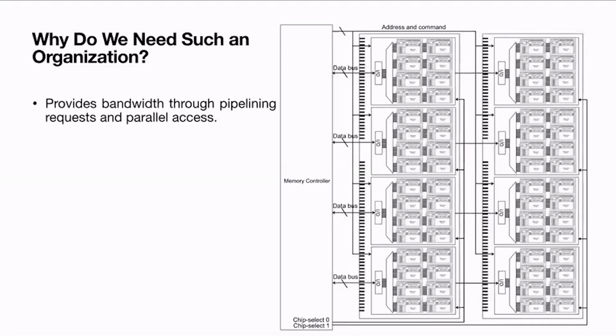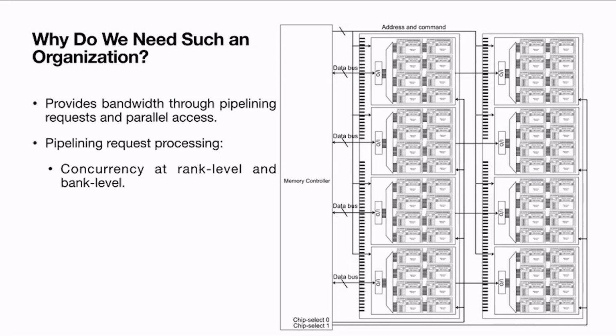So it provides bandwidth through pipelining requests or parallel accesses. You can send the request to 2 different ranks in a pipeline fashion, or you can send the request to 2 different banks in a pipeline fashion. And you can also send a request to multiple devices simultaneously and they can supply the data.